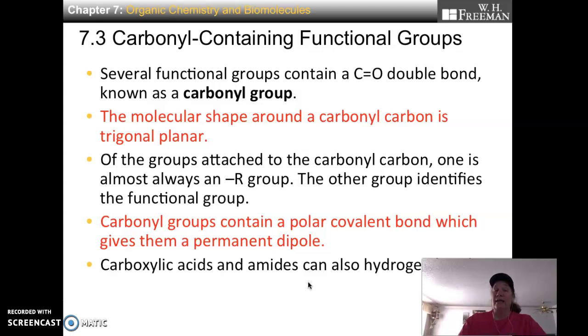And again, the carboxylic acid is one of the ones we're going to talk about. There's also the amines. We'll talk about them as well. They have a hydrogen bond. So if they have a permanent dipole and a hydrogen bond, they have very, very, very strong intermolecular forces.